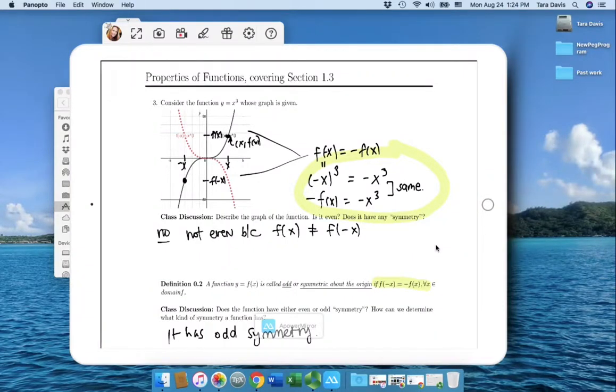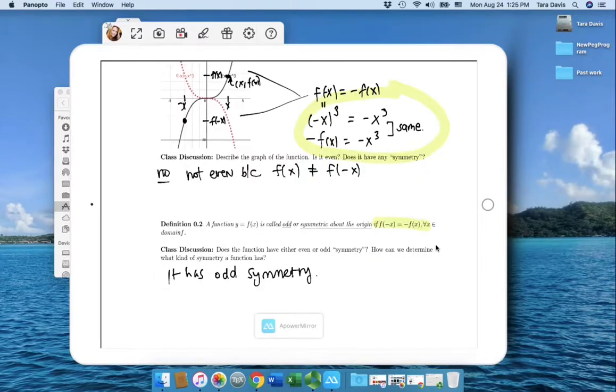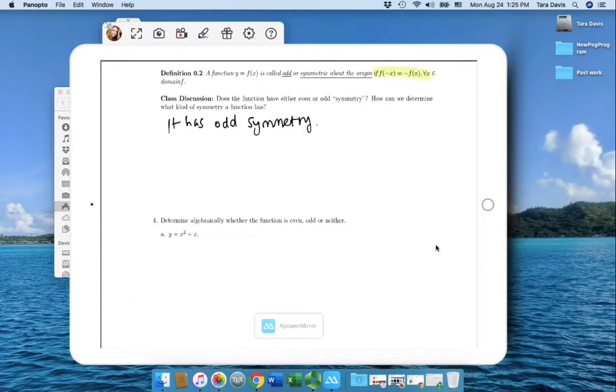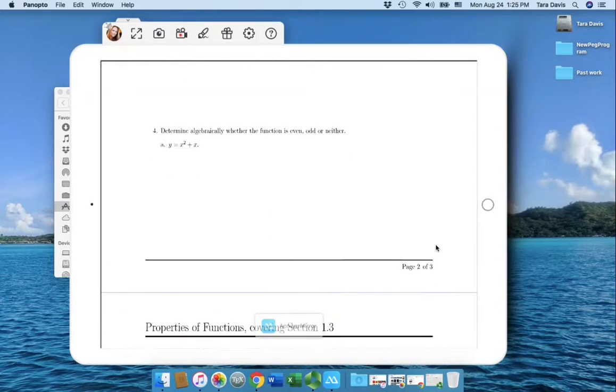So these are our two types of symmetry. And please note that not every function has symmetry. It might be even, it might be odd, and it might be neither. Just to summarize, if the function is even, that means f of negative x equals f of x. And if the function is odd, that means f of negative x equals negative f of x.